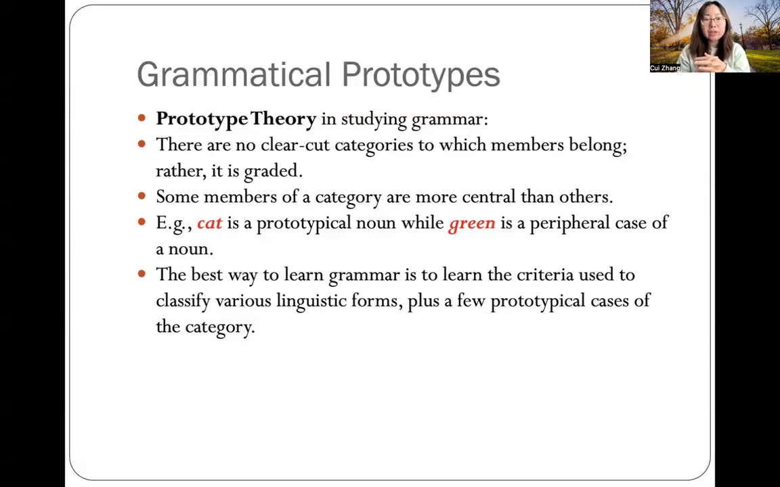And so, because of the prototype theory, the best way to learn grammar is to learn the criteria used to classify various linguistic forms, plus remember a few prototypical cases of that category and compare other words to the words you know that belong to the particular category. Okay, you will see later on when we talk about the form classes, nouns, verbs, adjectives, adverbs, and also the different types of phrases, as well as the sentence structures.